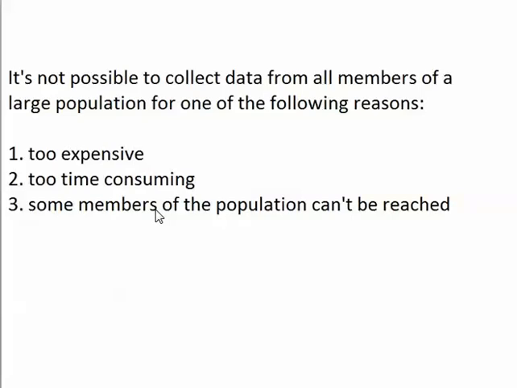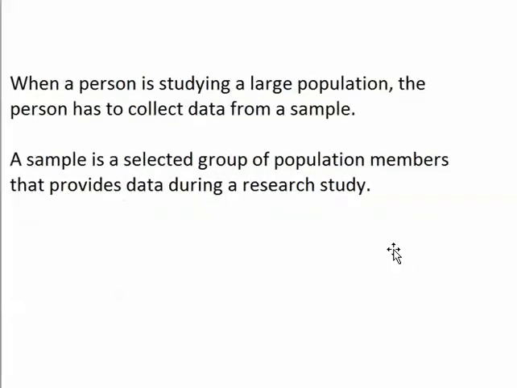When a person is studying a large population, the person has to settle for something less than the entire population. The person has to collect data from something called a sample. A sample is a selected group of population members that provides data to a researcher during a research study. Let's look at a diagram of taking a sample from the population.